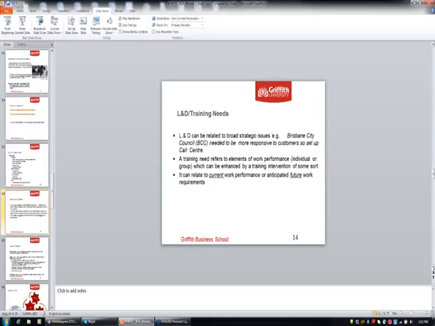So a training need refers to elements of work performance, individual or group, that can be enhanced by an intervention of some sort. And it relates to current work performance or anticipated work requirements, future work requirements. So in your orientation processes, you often need to think through, well, what's going to happen in the future? What are the sorts of obstacles this person's going to meet? How can we make sure that they have enough understanding of how things work around here to deal with those things?